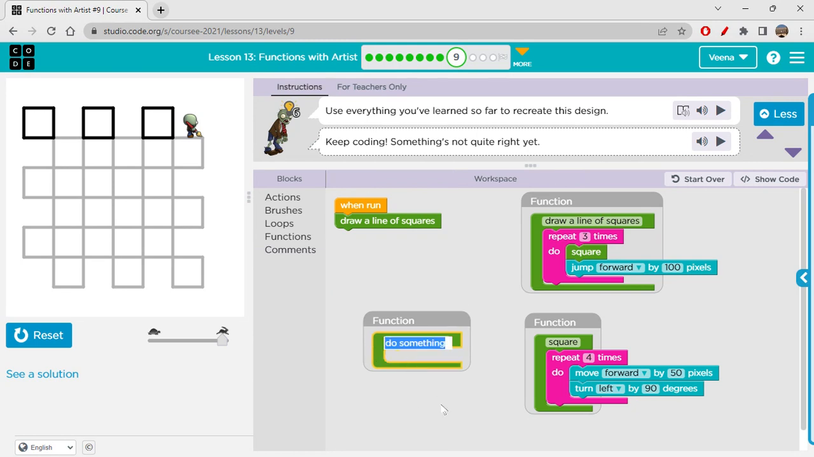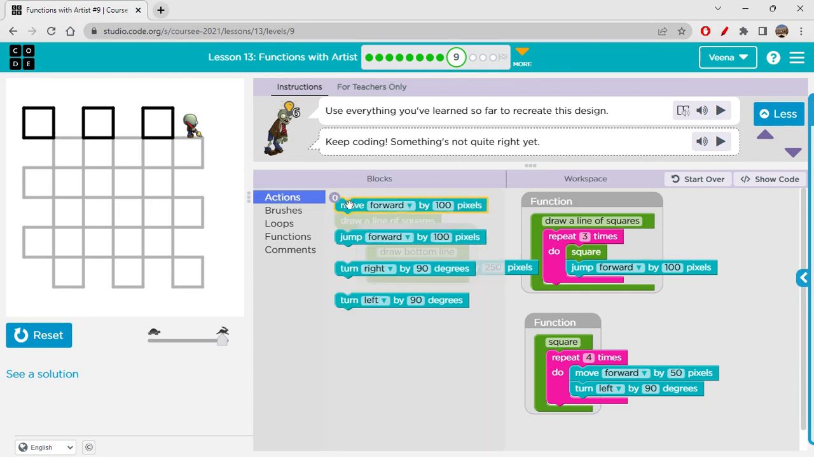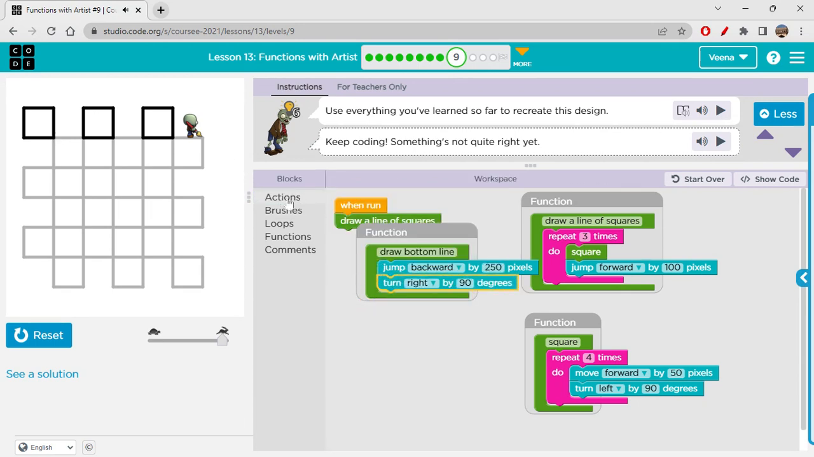Draw bottom line. Let's create this function first. So first he has to jump backward till here, right? So jump backward by 250 pixels basically. After jumping backward from here till here, turn right. Okay, turn right by 90, jump forward by 50, and turn left by 90.